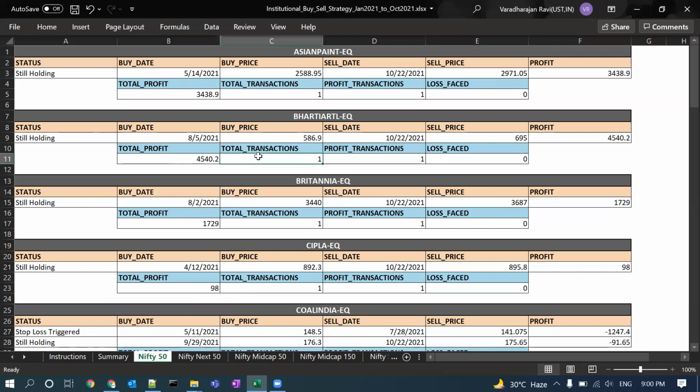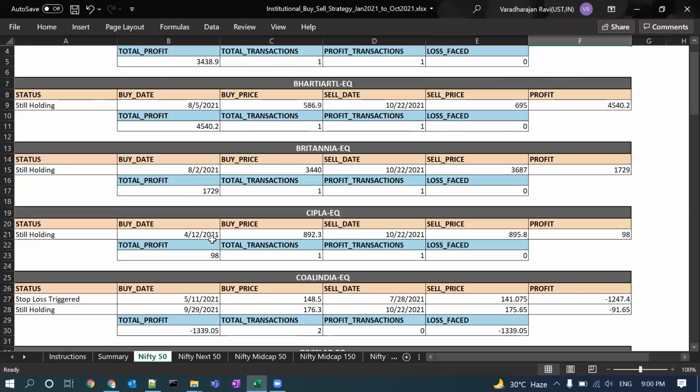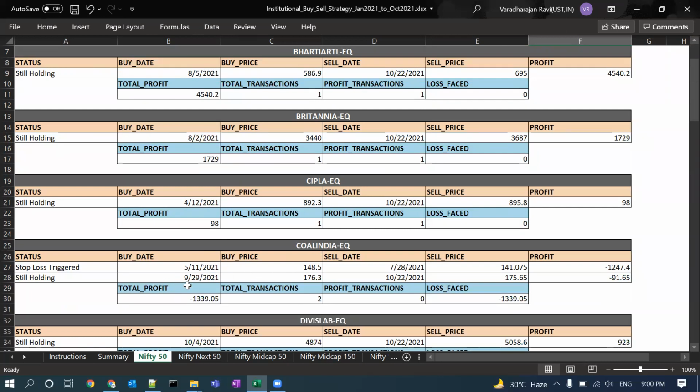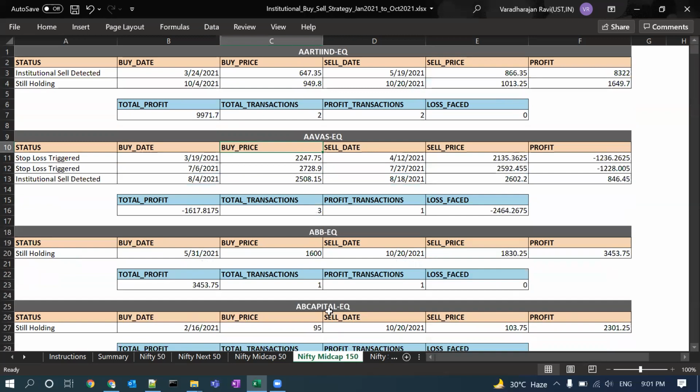The buy date is when we bought and at what price. Then sell date and sell price: when did we sell the stock, at what price, and the total profit. Okay. For these stocks and all, we only had one transaction over this time period, whereas for Coal India, we had two transactions over this time period, out of which one we are still holding, the other one triggered the stop loss. So this is how you will check the backtest results.